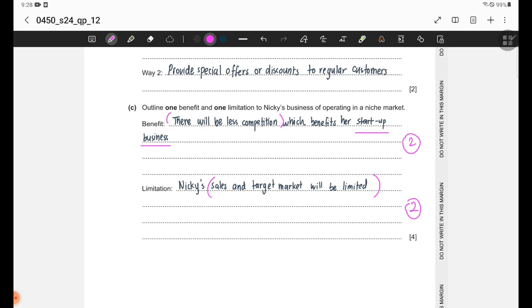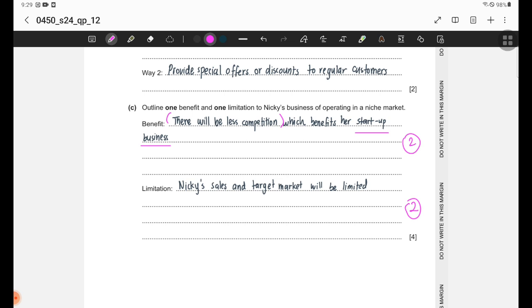Okay, for this one, the answer is limited sales, but the application is that Nikki, this entrepreneur, is small. So they're targeting a small market. How I did this is that I mentioned her name here, so this is how I got the application. What I mean is that Nikki, this entrepreneur's sales and target market will be limited. So this will get me 2 marks.